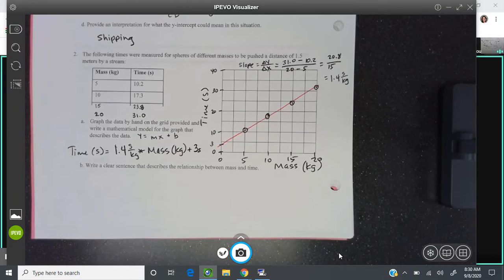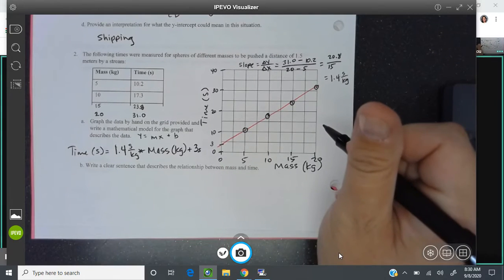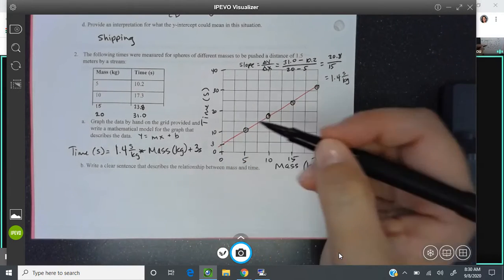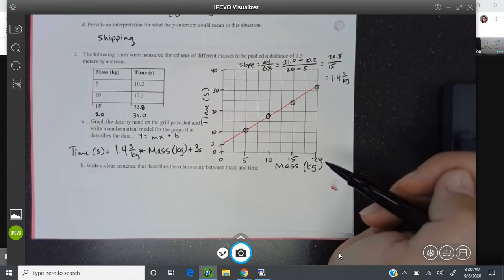That's kind of odd, right? If the mass is 0, it takes 3 seconds for it to travel 1.5 meters. Maybe that's a problem for calculus, right? Maybe it actually curves pretty sharply when something gets lighter. How would we know what happens down here at the end? How could we figure that out?